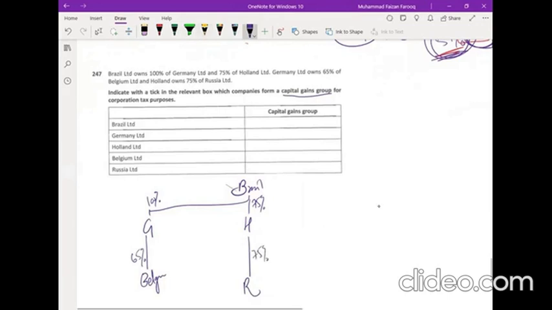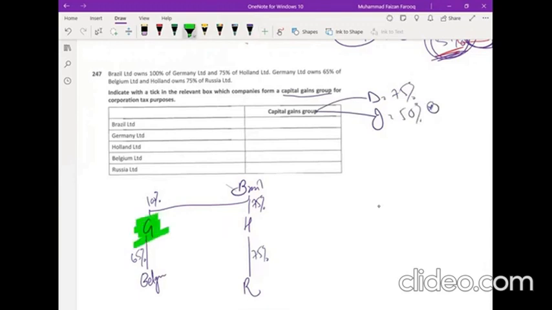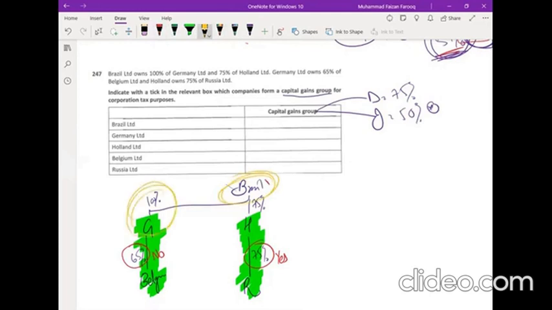Now, first of all, we know for a capital gains group direct is 75 and indirect is 50. And for 50, we have a rule as well. Okay, we will apply the rule. First, we will see that these both indirect companies, are they in a 75% group or no? Holland and Germany are the direct ones. So we will take Brazil, Germany, and Holland. Brazil is okay, Germany is okay, Holland is okay.